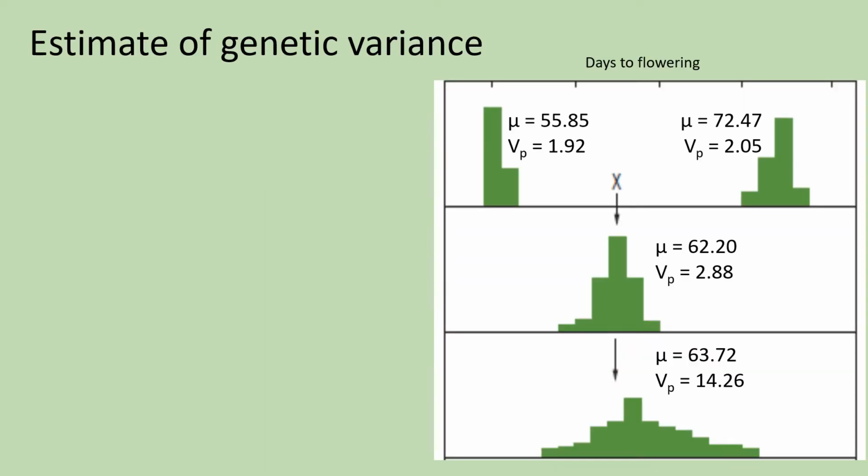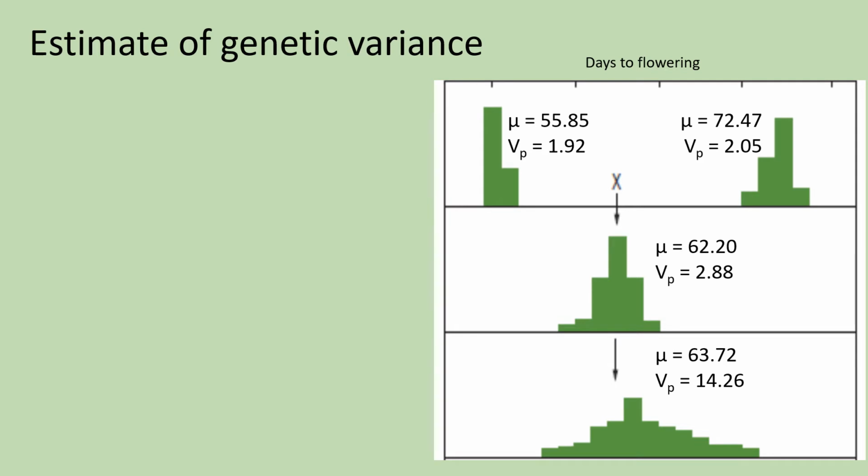Let's see a few practical uses of all the concepts of quantitative genetics that we have learned so far. First, how can we estimate genotypic and environmental variance from an experimental design? The figure you see on the top represents the distribution of flowering timing in two wheat purebred lines.